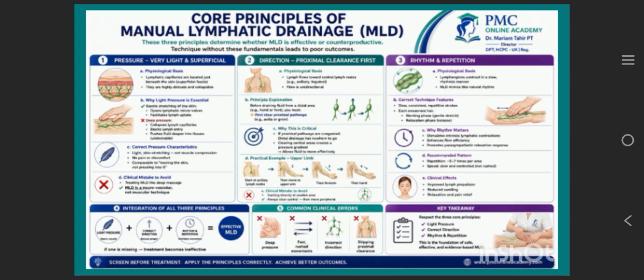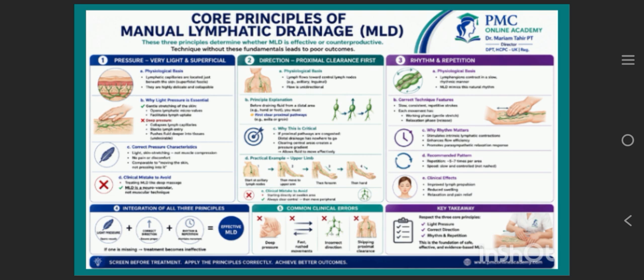So what is the key point regarding this topic? MLD is not about force, it's not about deep massage, it is about precision, direction and control. You should know the exact control, exact direction, the exact way you have to perform lymphatic drainage. It's not deep massage, it's not about force. It's light work.